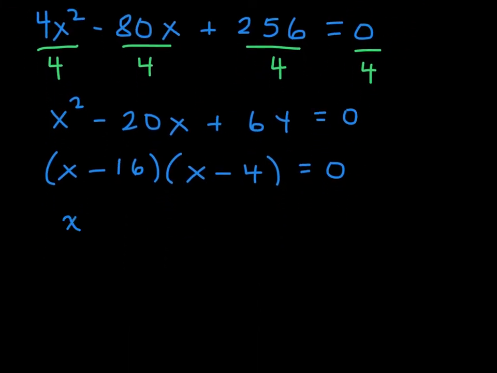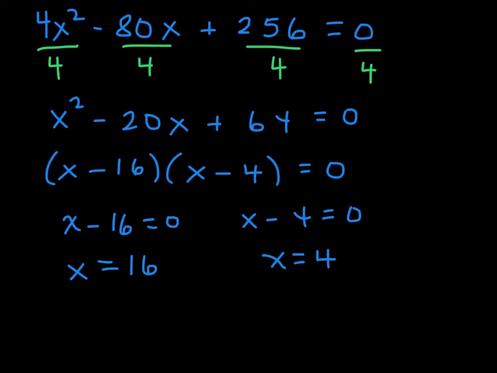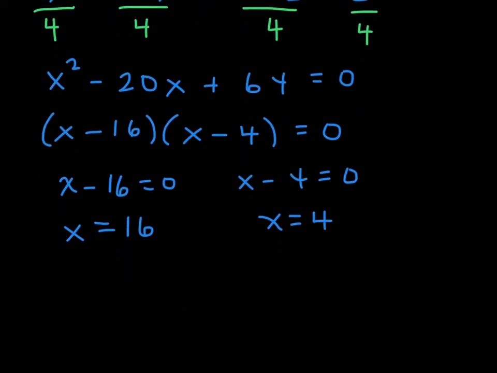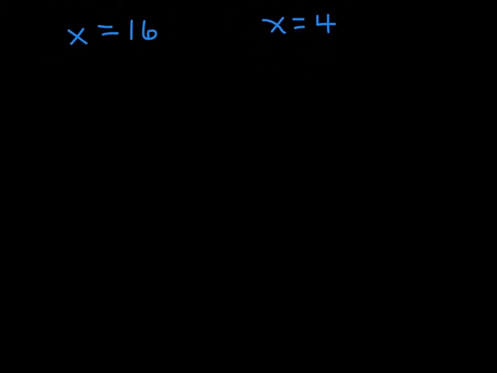So we're getting either x minus 16 is 0 or x minus 4 is 0. When I add 16 to both sides, I get either x is 16 or x is 4 after adding 4 to both sides. So we have two proposed solutions. Now we have to figure out which of these proposed solutions actually works. All right, so let's go back to the original problem and figure out which one of these really does work.